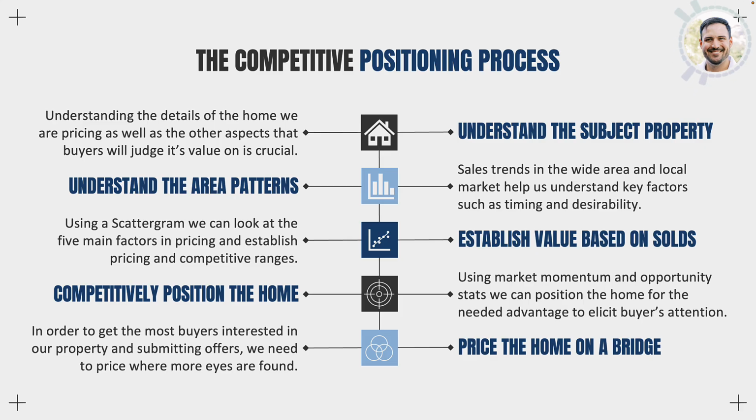Then we look at a scattergram to evaluate and compare how homes have been selling and what value they've sold for. And then to do the competitive aspect, we take the next step further. We then look at the market momentum, the competition on the market, and what's coming in order to position ourselves correctly for the right advantage that buyers want to buy our house. And then we move to a bridge where more buyers will see it. So let's walk through this whole process, steps 1 through 5, with our example property here in the standard neighborhood.